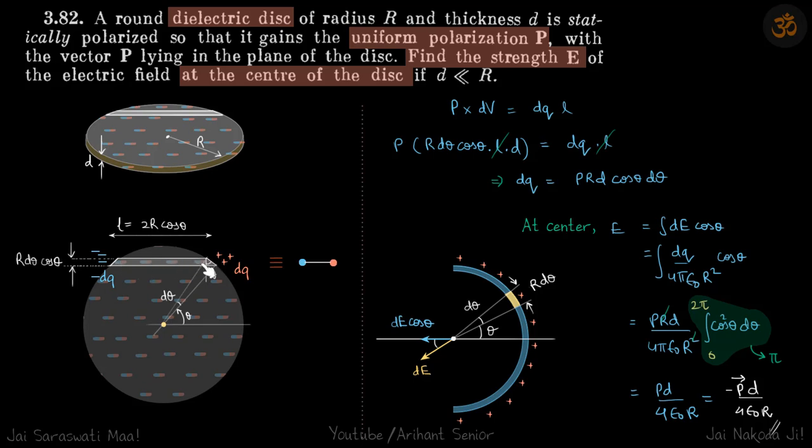Now this strip which we have taken, the same strip in 3D, you can see that's going to look like this. So our approach here is, we'll replace this volume of the strip by a dipole moment, by a dipole. So we'll get the charge on the edges. And if we know the charge on the edges, we can know the field at the center because of that charge. And then we can integrate it over theta to get the total field at the center.